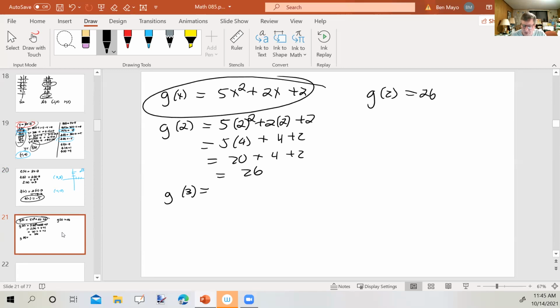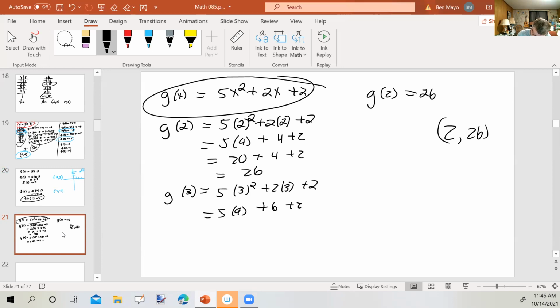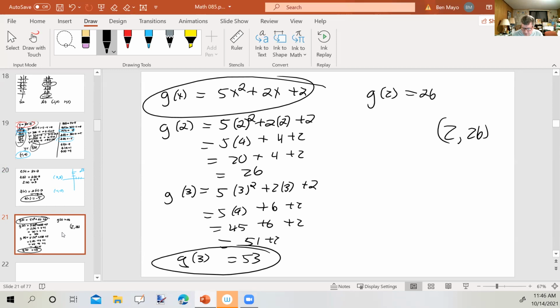If we were to graph this function, the point (2, 26) would be a point on the graph. g of 3 is equal to 5 times 3 squared plus 2 times 3 plus 2, which is 5 times 9 plus 6 plus 2, which is 45 plus 6 plus 2, which is 51 plus 2, which is 53. So g of 3 equals 53, which would also be represented by the point (3, 53) on the graph. Okay.